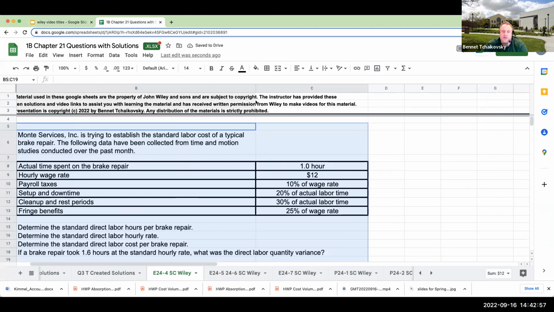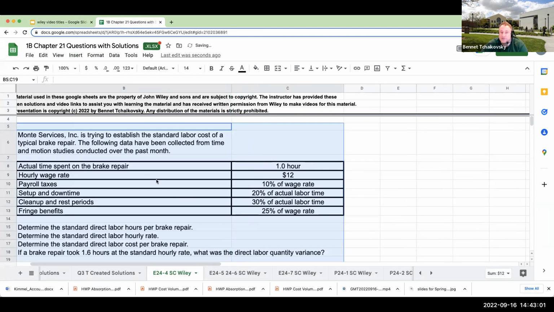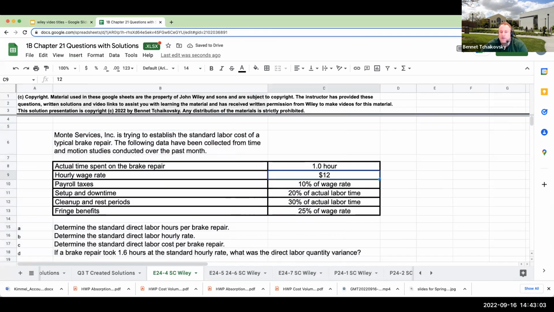Okay, so let's take a look at this one question. Monty Services is trying to establish the standard labor cost of a typical brake repair. The following data has been collected from time and motion studies conducted over the past month.